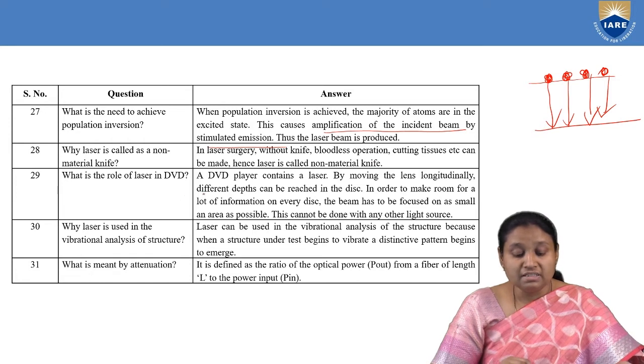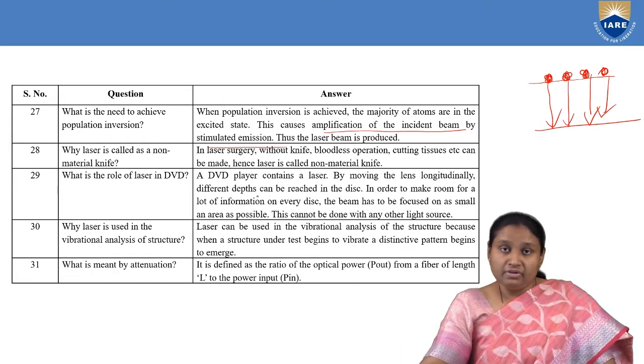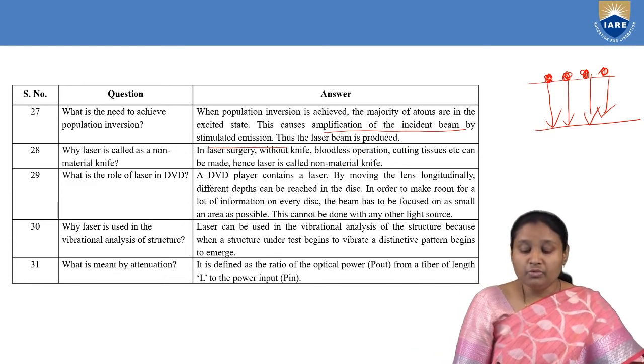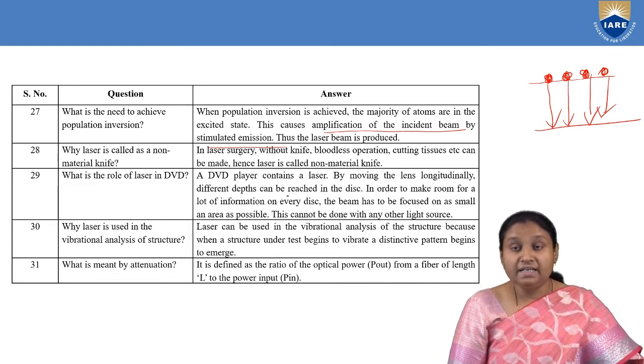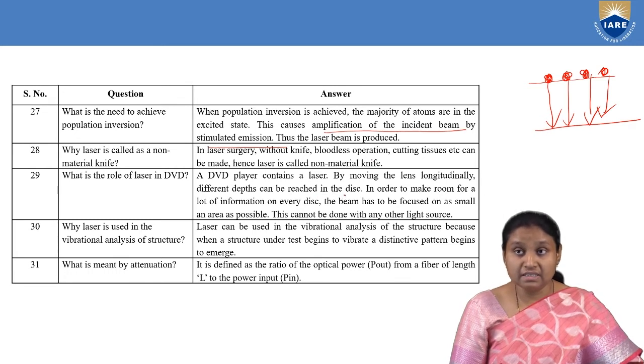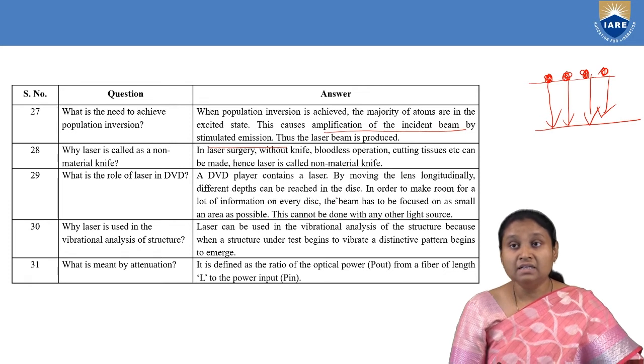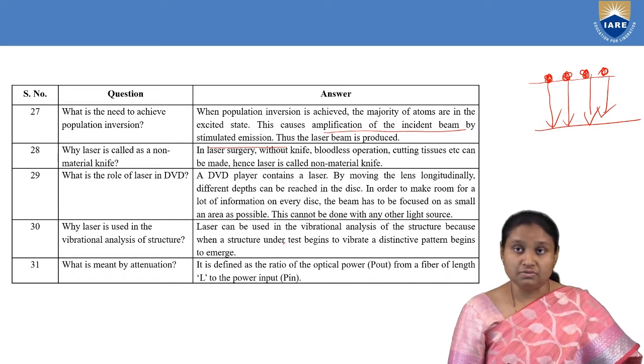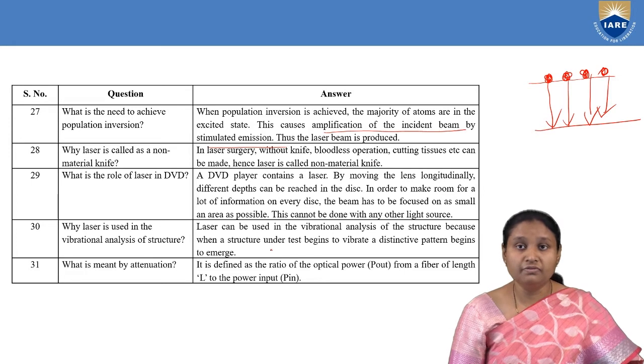What is the role of laser in a DVD? Now we know that we have a DVD player. In a DVD player, by moving the lens longitudinally, different depths can be reached in the disc. In order to make room for a lot of information on every disc, the laser beam has to be focused on an area as small as possible, and this cannot be done with any light source. For this we need a laser source. So in order to get different depths on a disc, we make use of laser light.